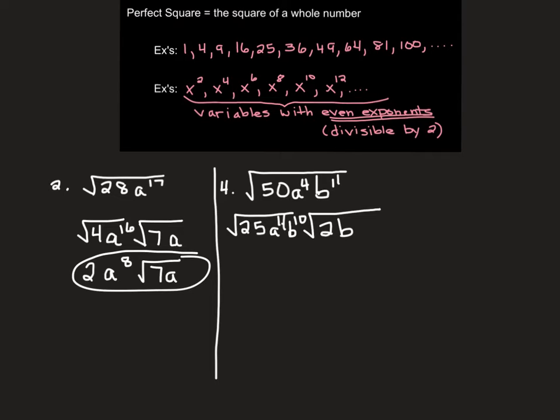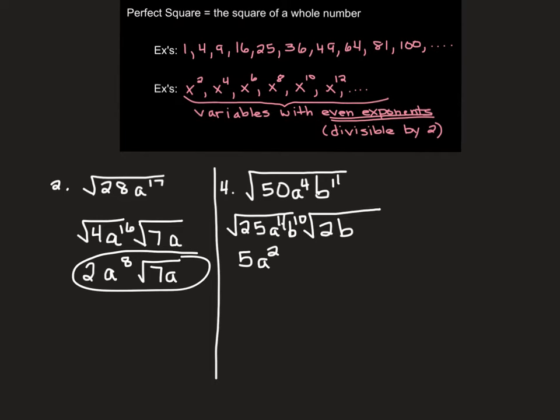All right, so now let's simplify. The square root of 25 is 5. The square root of a to the 4th is a squared. Okay, and if you notice, this is all coming out of the radical. We're taking the square root of each term. And the square root of b to the 10th is b to the 5th.